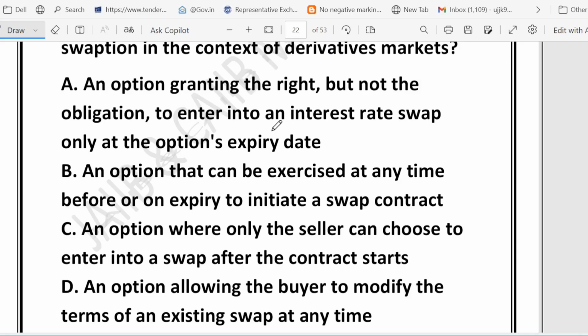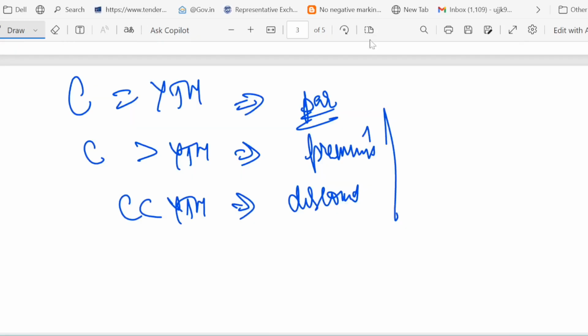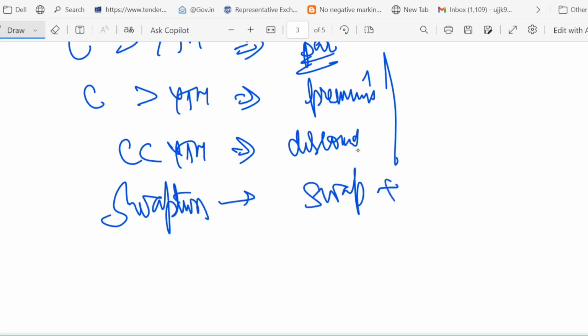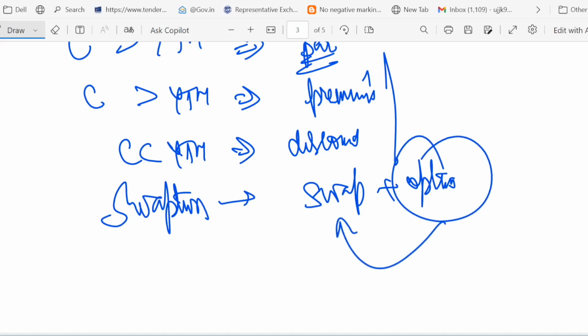See, if you look at option number A, it is exactly correct. Because when we see this word swaption, please try to understand. Whenever we see this word swaption, it is made up of two words. See, swap plus option, isn't it? So basically, it means it is an option to enter into an interest rate swap in the future.